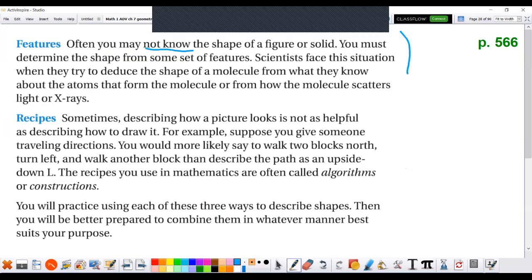Often, you may not know the shape of a figure or a solid. A solid means something three-dimensional, like a block, or a cylinder, or a prism. You must determine the shape from a set of features. Scientists face this situation when they just try to deduce the shape of a molecule from what they know about the atoms that form the molecule, or from how the molecule scatters light or X-rays.